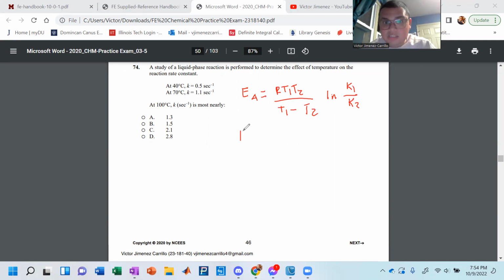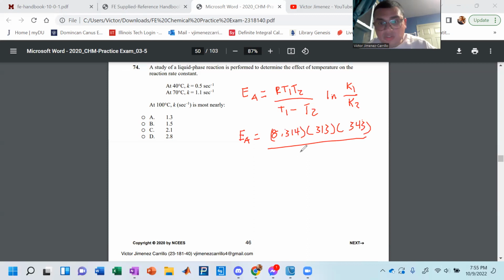You need to find EA. So EA is equal to 8.314 multiplied by both temperatures in Kelvin, which will be 40 plus 273, 70 plus 273, which is 313, multiplied by 343.